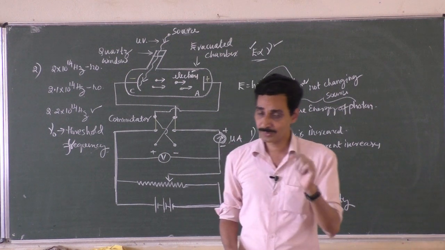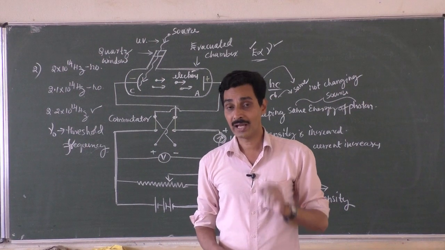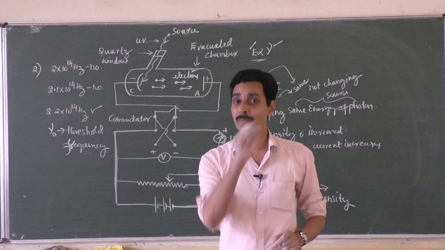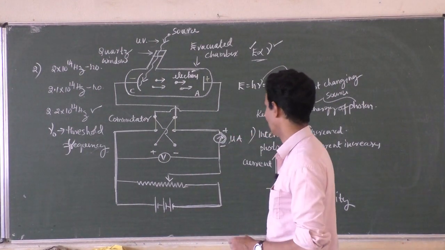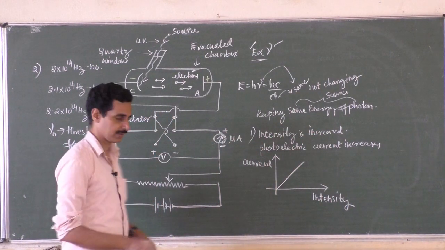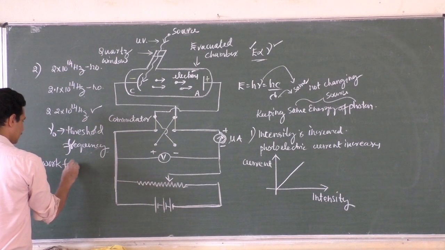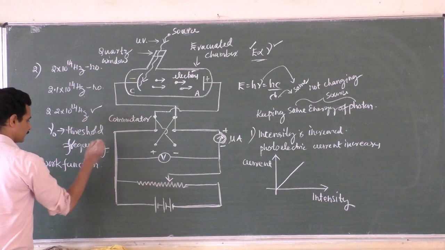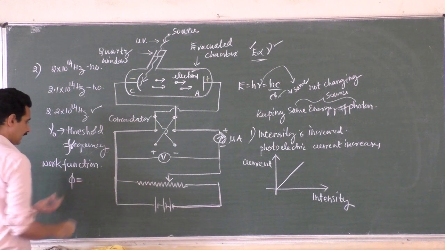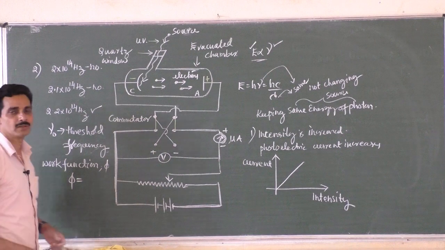Now, does threshold frequency give any idea? Yes, it gives the idea that there is a minimum energy required to remove the electrons. And what do you call that minimum energy? Work function. Remember, work function is the minimum energy required to remove the electrons from the surface of a metal. And the symbol for work function is phi. Now, can you get phi from this nu naught?